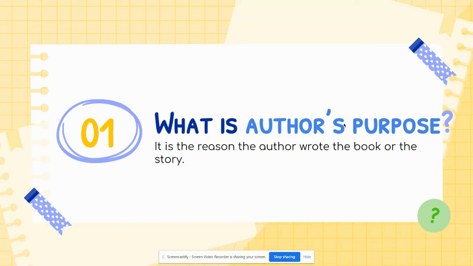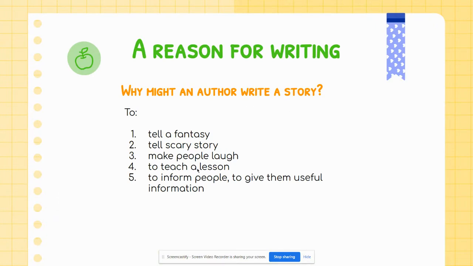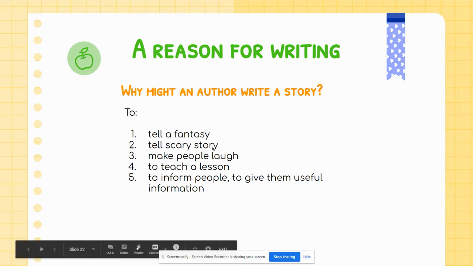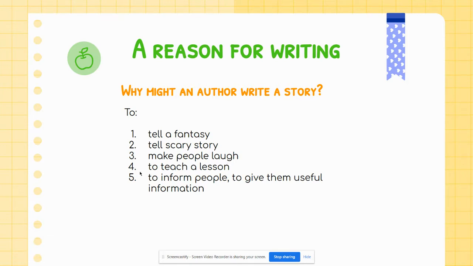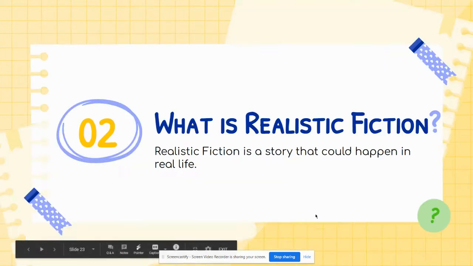Now, what is author's purpose? Again, author's purpose is the reason the author wrote the book or the story. Here you have a couple of reasons for a writer to write a story. So, why might an author write a story? Number one, to tell a fantasy. Number two, to tell a scary story. Number three, to make people laugh. Number four, to teach a lesson. Or number five, to just inform people, to just give us useful information.